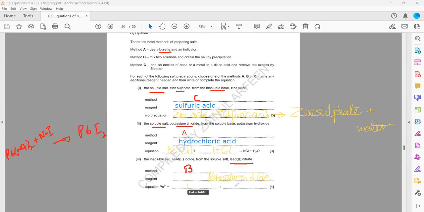And then the ionic equation. So lead plus 2 iodide gives PbI2. So that's right. And this is about the methods, the techniques which we can use to prepare these salts.